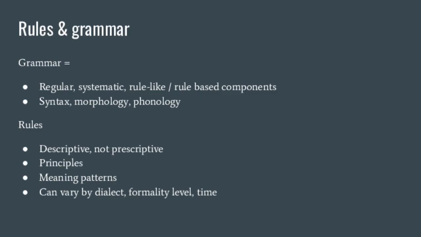So grammar is a set of regular systematic rules or rule-like, rule-based components. And in linguistics, that includes syntax, the sentence grammar, word order and sentence structure, morphology, that's grammatical endings and how words are formed, and phonology, or the sound system, the sound structure of the language. Rules are descriptive, not prescriptive. They are principles, they are patterns, and to many linguists, patterns that convey meaning. These can vary by dialect, formality level, and even over time.